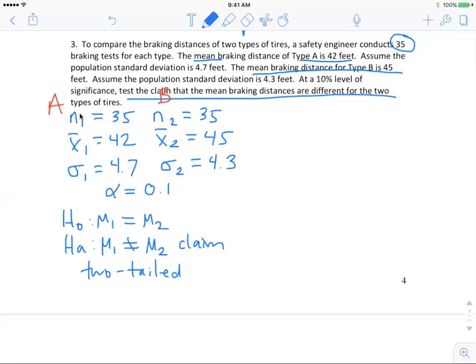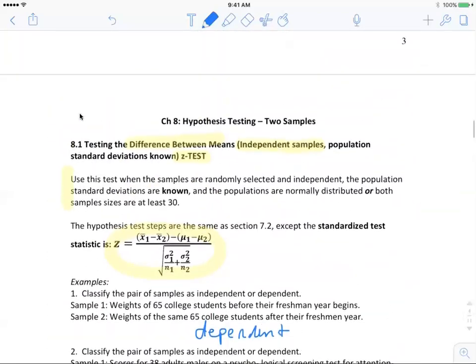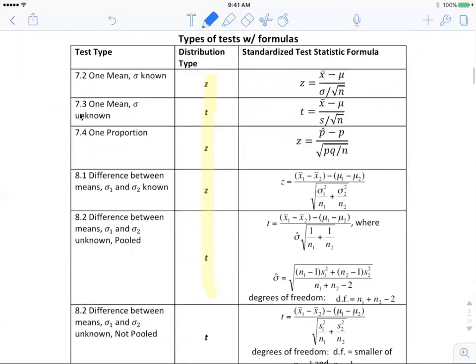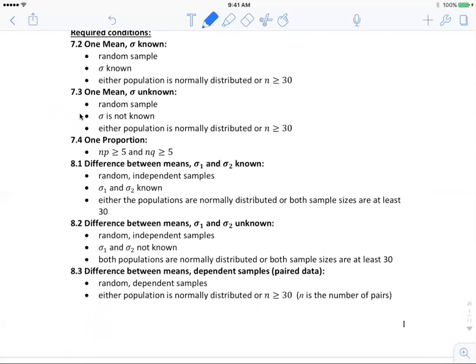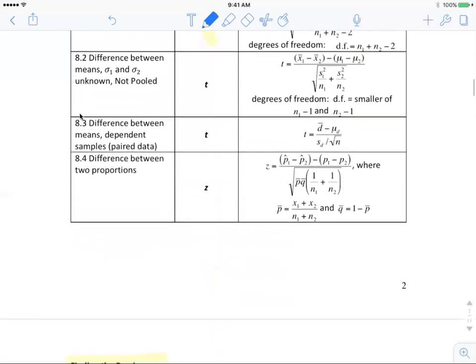So I look at my verification conditions list for step 2. Let's go back to that. For 8.1, it's right here. I just have to make sure that the samples are random and independent, the sigmas are known, which we do have, and either the populations are normally distributed or both sample sizes are at least 30. I think all of those conditions are met because our n's were 35, we know the sigmas, and we have random, independent samples. Okay, so check. We've verified the conditions. I'm not going to write anything down, I'm just doing it orally for that.